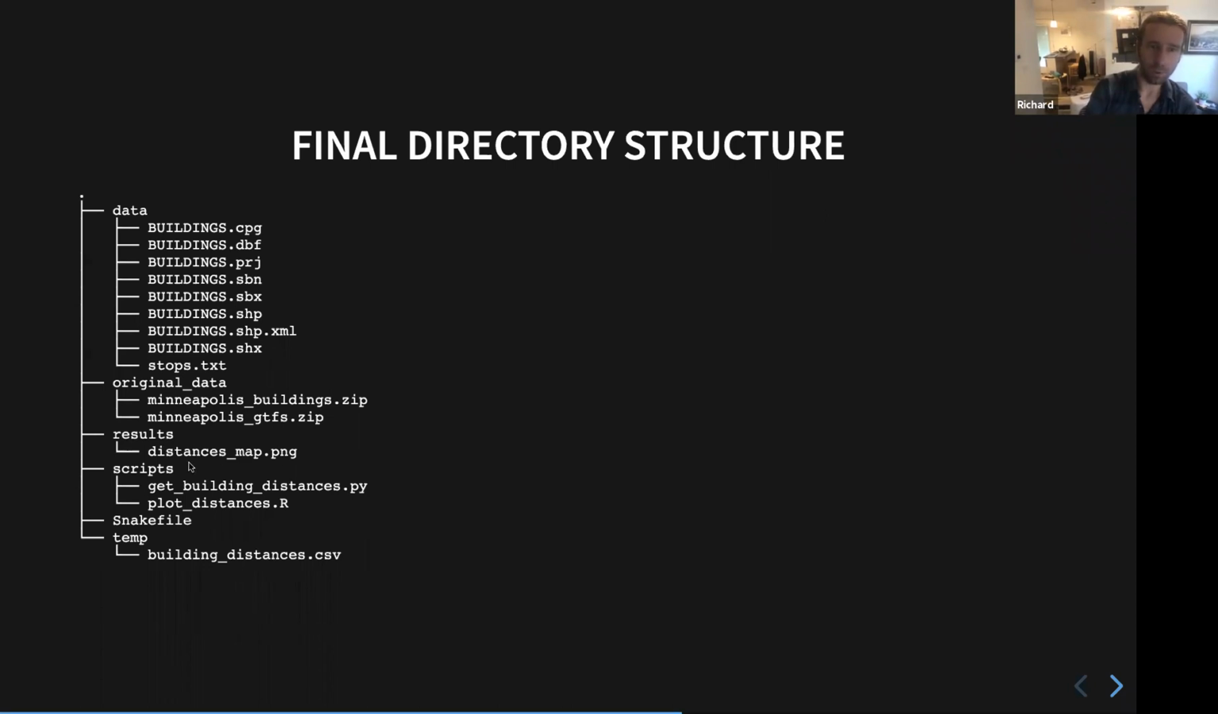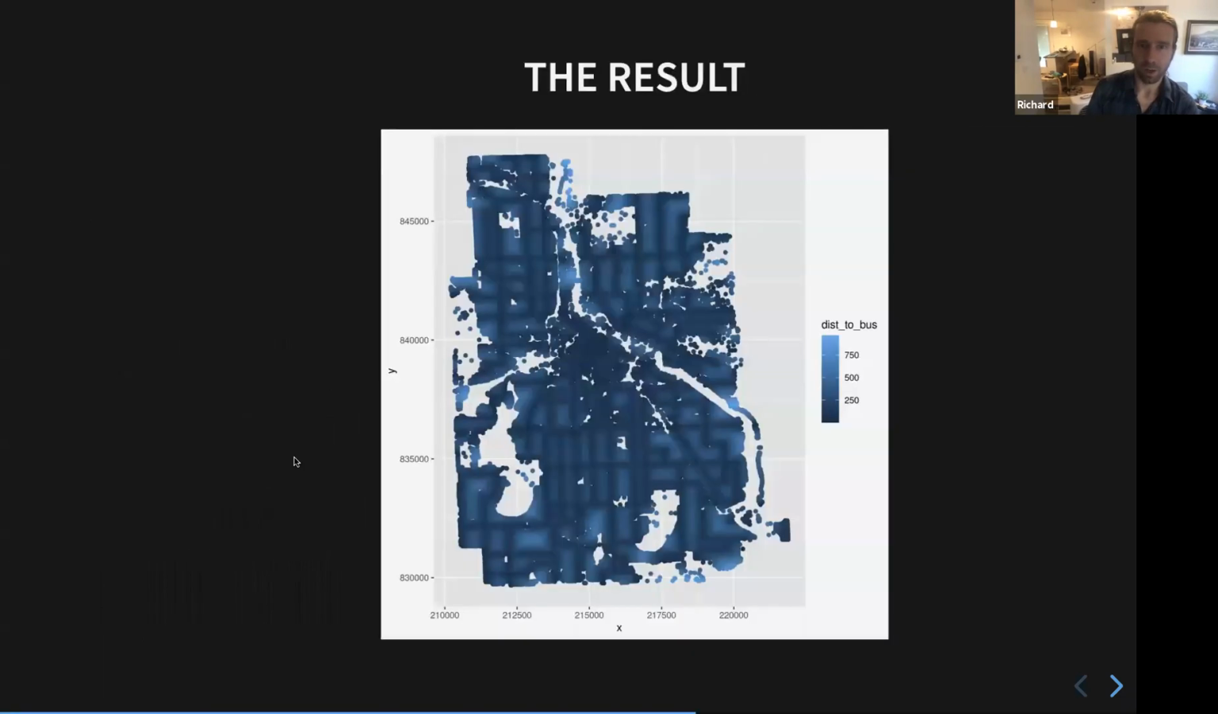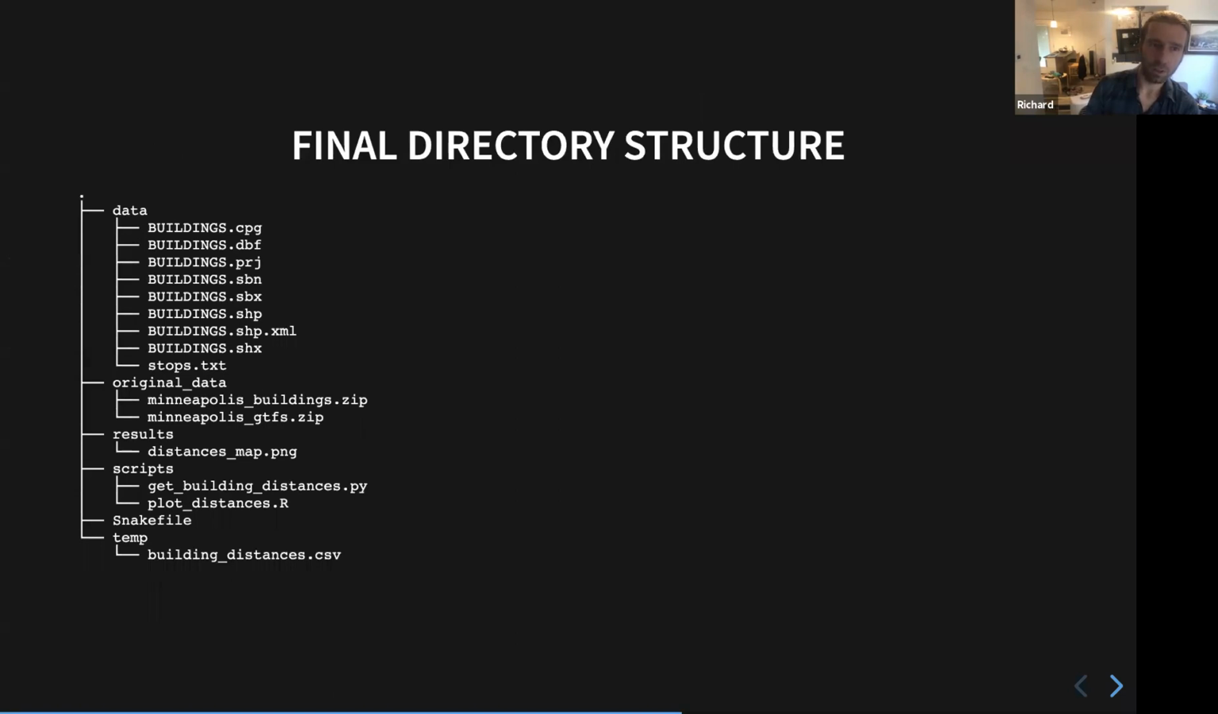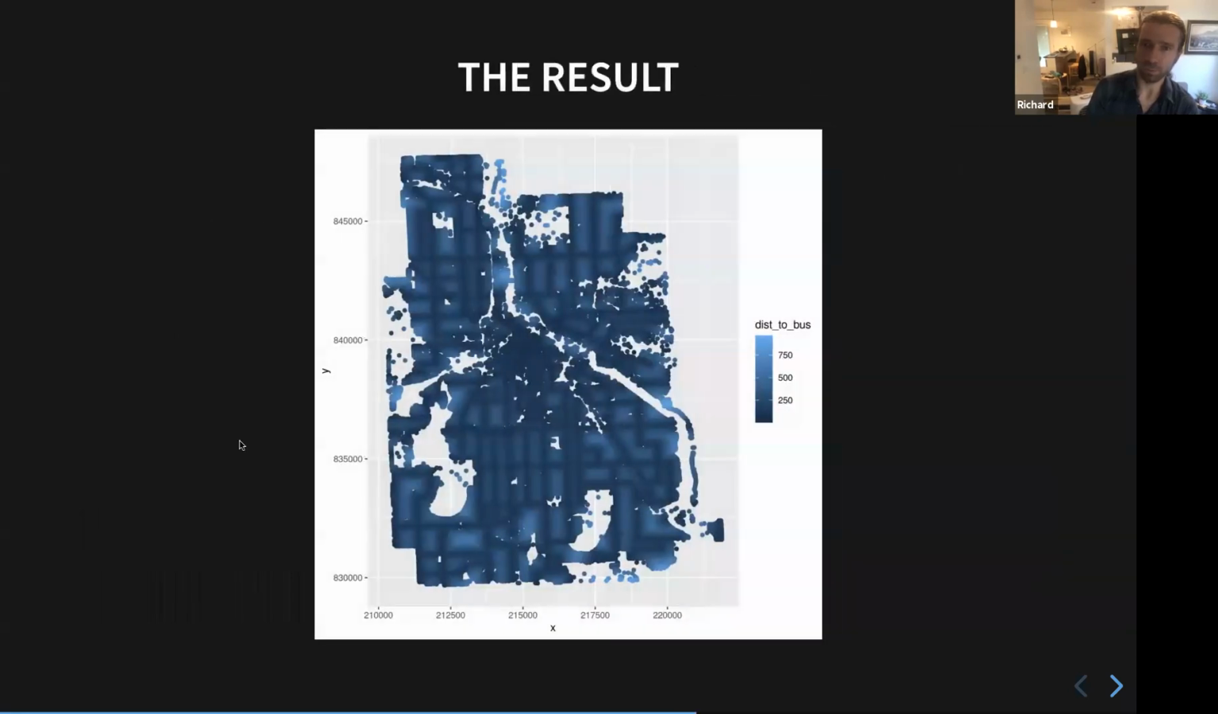And finally, we end up with our results. In this case, a map of distance. And that looks a little like this. So having written these scripts and having provided the input data and having written this file that tells how all of these processes get linked together, I can run a single command that goes from having just the original data and scripts to having this entire structure as well as this output.